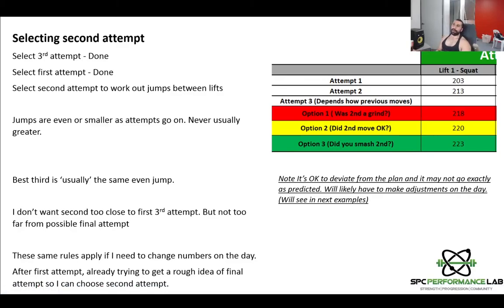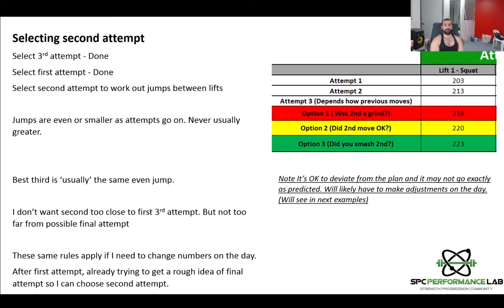So now after I have selected my third attempt, the next step I do is select my first attempt. And my last step I like to do is my second attempt, because then I can make a bridge between the first attempt and the third attempt, okay?